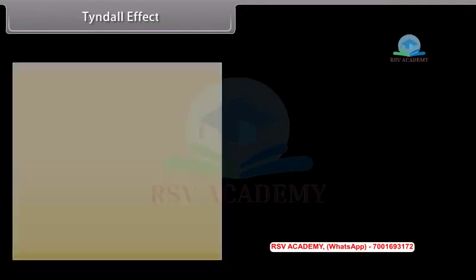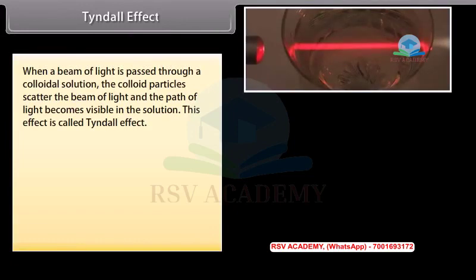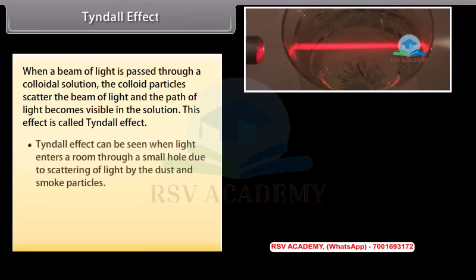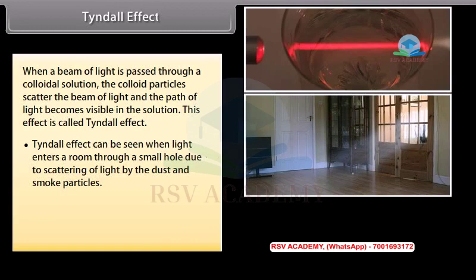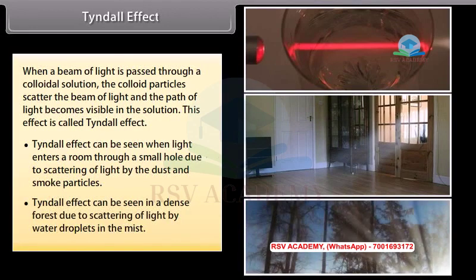Tyndall effect. When a beam of light is passed through a colloidal solution, the colloidal particles scatter the beam of light, and the path of light becomes visible in the solution. This effect is called the Tyndall effect. The Tyndall effect can be seen when light enters a room through a small hole due to scattering of light by the dust and smoke particles. It can also be seen in a dense forest due to scattering of light by water droplets in the mist.